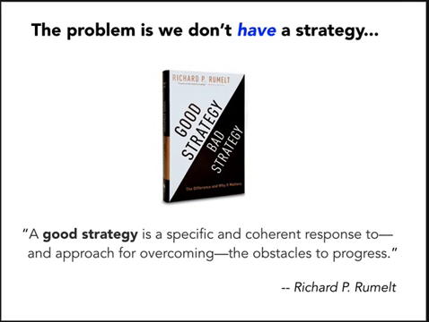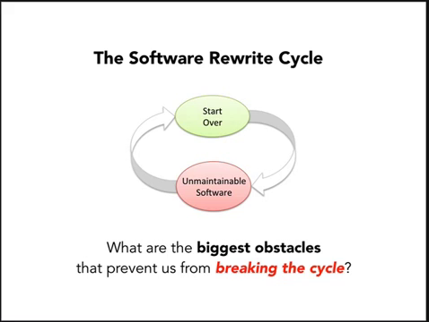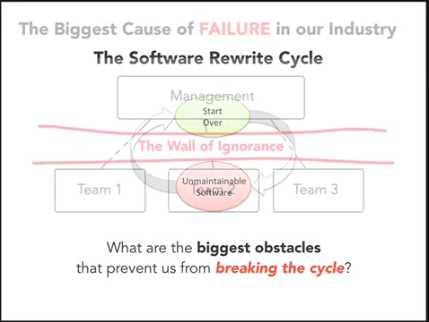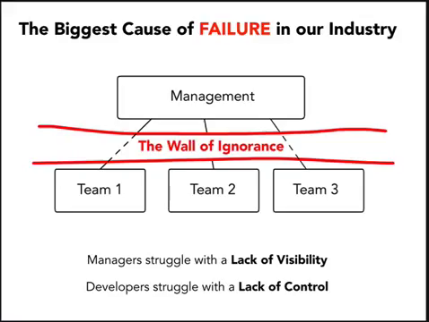So Rumelt says, a good strategy is a specific and coherent response to an approach for overcoming the obstacles to progress. So I started thinking about what are the biggest obstacles that prevent us from breaking the rewrite cycle? And a friend of mine drew this picture on a napkin, and I thought this just captured the problem perfectly. Managers and developers might as well be speaking different languages. So managers struggle with a lack of visibility. They don't understand what's happening on their software project, and they're afraid of making decisions that'll make things worse. Meanwhile, developers struggle with a lack of control, and they don't know how to explain their problems to their managers or influence this giant machine that's driving their software project into the ground.